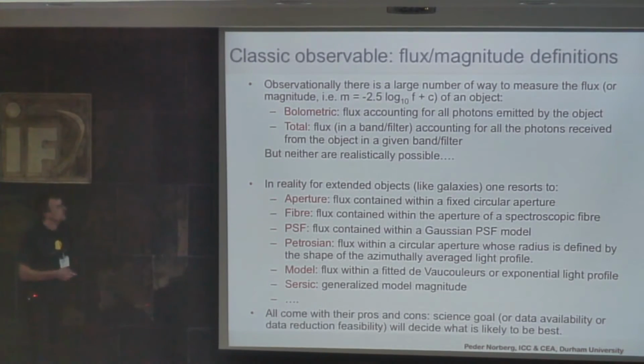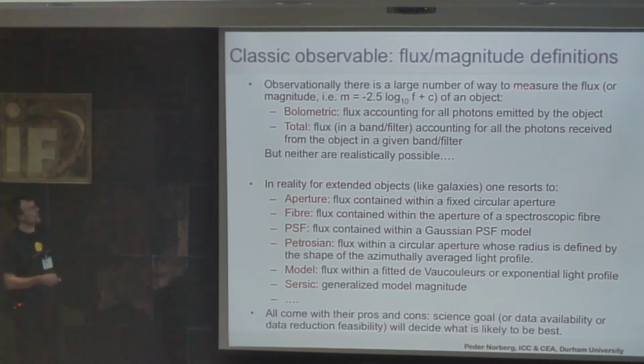The other thing, last thing I want to mention here, the classic observable is the flux and magnitude definitions, which nobody wants to deal with. I'm pretty sure even observers don't want to deal with them because it's a pain. There are equally many definitions as you can imagine users. Not exactly, not far off to be fair.